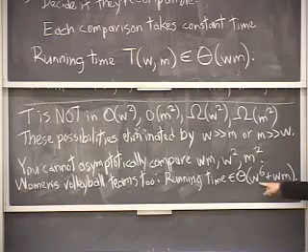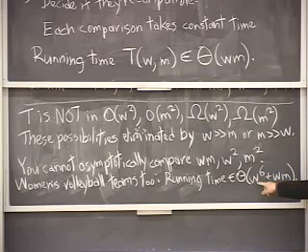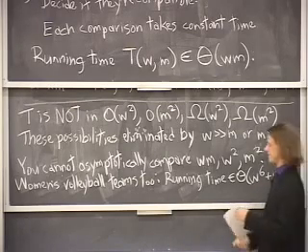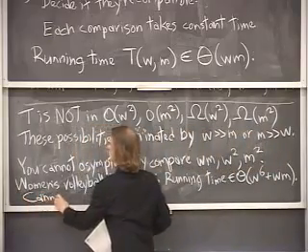If W to the fifth is bigger than M, then this term dominates. But if M is bigger than W to the fifth, which is possible because there's a lot of desperate men out there, then this term dominates. So this just cannot be simplified.